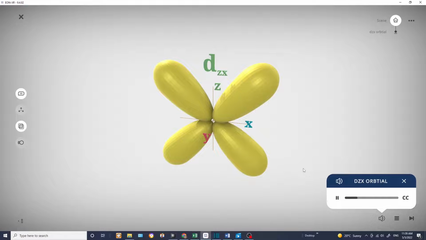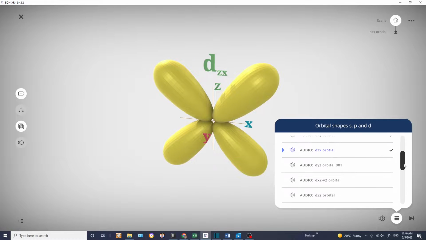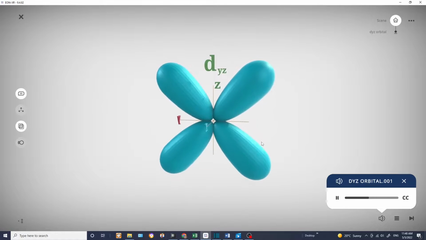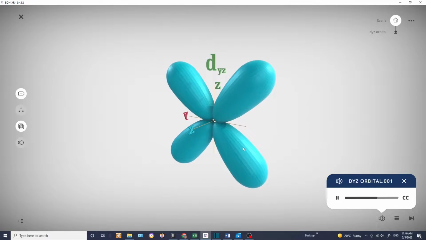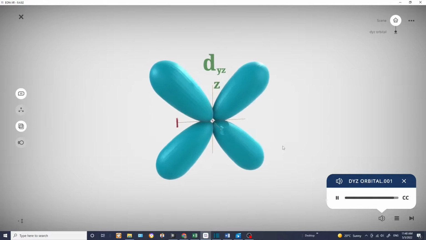Here we are looking at the dzx orbital, and you can see this orbital is lying between the z and the x axes. Here we are looking at the dyz orbital, and you can see that this orbital is lying between the y and the z axes.